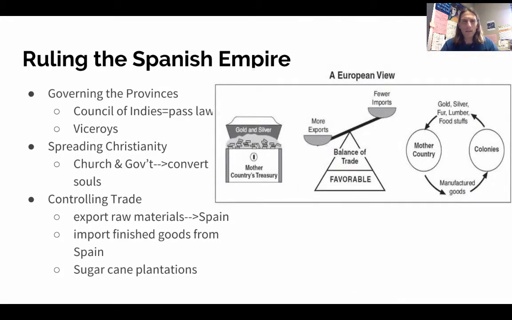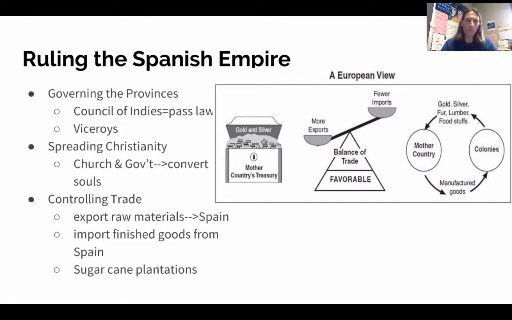And another key piece to this, and this would be not just for the Spanish, but for other European countries as they create these colonies as well, is this mercantilist system where the mother country ends up making lots and lots of money from it. The expectation is that the colonies would send raw materials, gold, silver, fur, lumber, foodstuffs, whatever it might be, to the mother country. The mother country would take some of those raw materials, like for example lumber, and build ships, and then those manufactured goods would come back to the colonies, and the colonies would have to buy exclusively from the mother country.